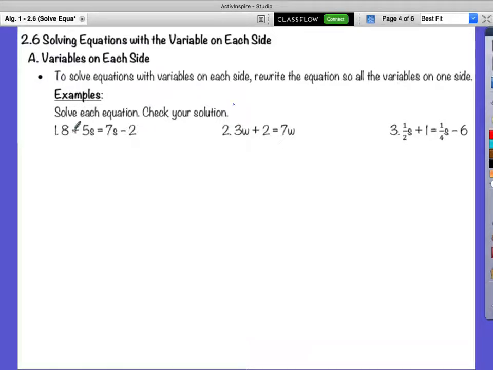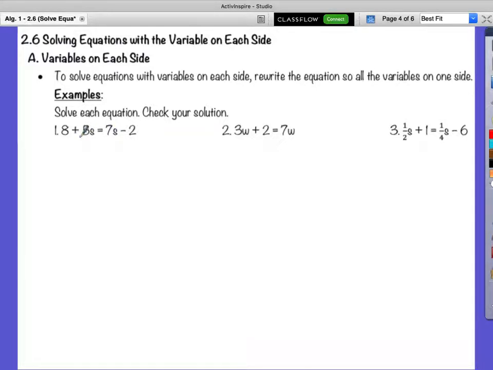So if we look at this equation, 8 plus 5s is equal to 7s minus 2. See how one variable is on the left side of the equation and the other's on the right side? That's what we're talking about, variables on both sides, versus earlier when these s's would be together. So we're going to rewrite it so all the variables are on one side. Now here's what I would do. If we were to try and move this 5s, how would we move it? Subtract, right? If we're going to move this 7s, how would we move it? Subtract it, right? Either way we're going to be subtracting a variable, either 5s or 7s, to move it to be with the other s. So we're going to be subtracting it one way or the other.